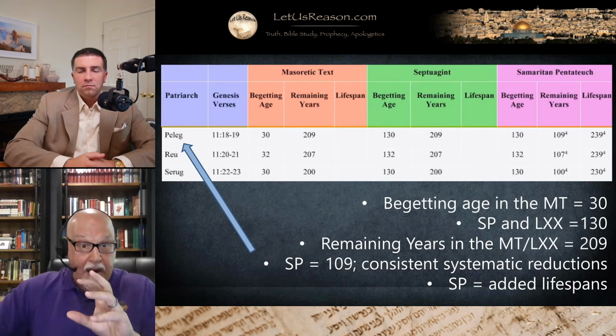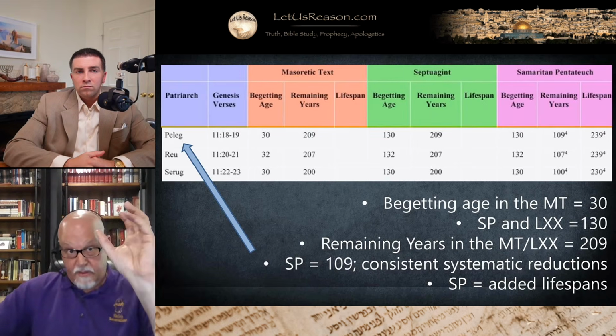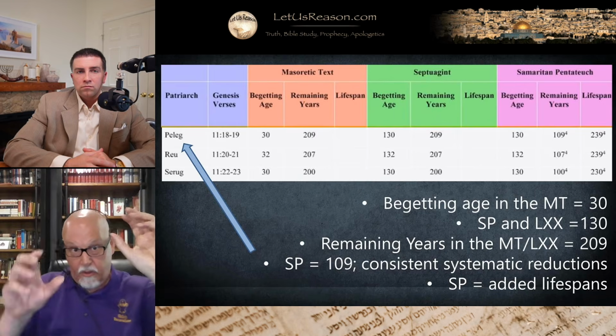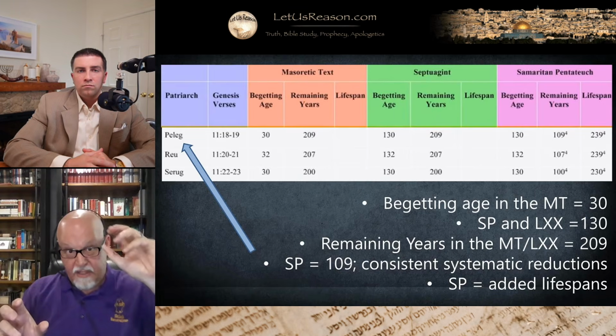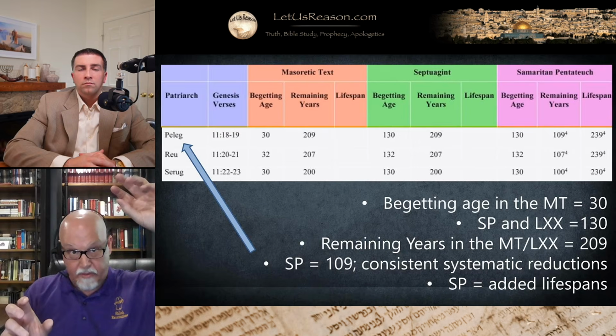So we can compare these and kind of see, well, which has the strongest evidence for originality? That's one of the questions we would want to ask. And we would also want to ask the question, well, you know, the Septuagint was done all the way down in Egypt, and the Samaritan Pentateuch was preserved by the Samaritans all the way up in northern Israel. And yet they have some of the same numbers.